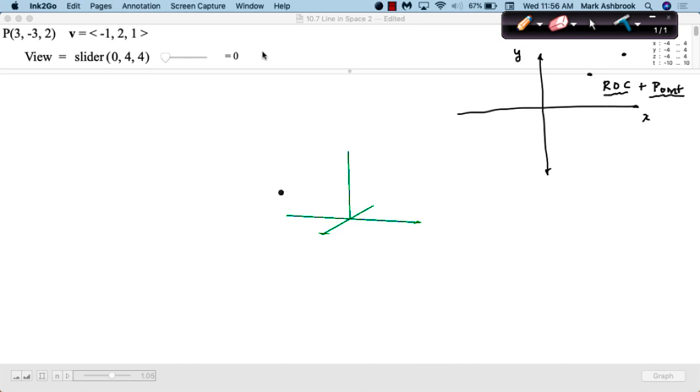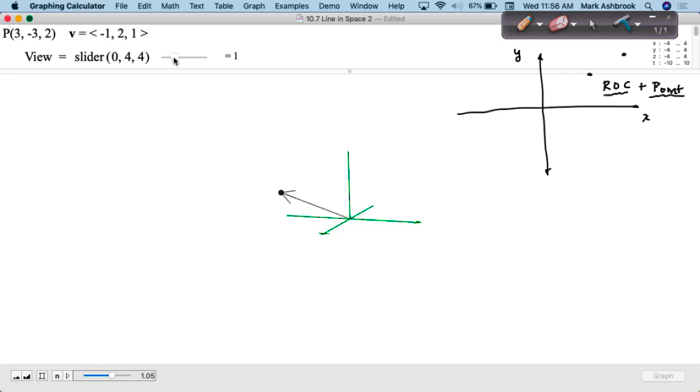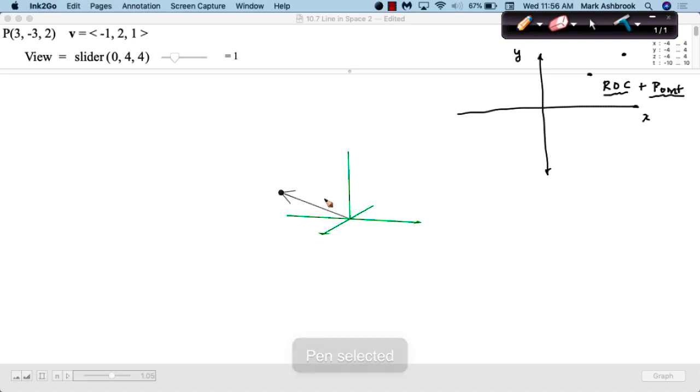So here's the point 3, negative 3, 2. So I'm going to put a vector in standard position with that vector 3, negative 3, 2. Okay, and that will give me that point 3, negative 3, 2. Right, if I put it in standard position, then the components of the vector are the same as the location in space. We've talked about that.